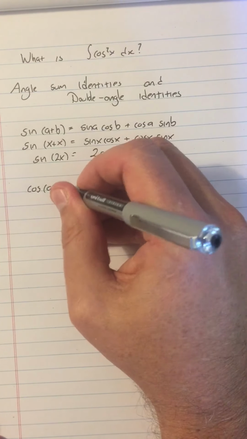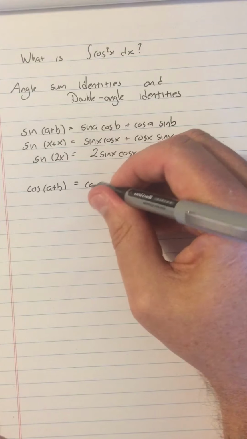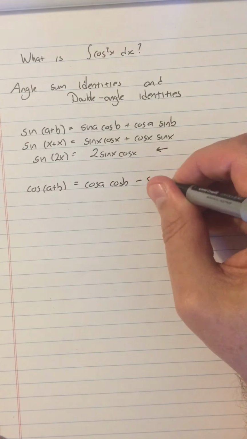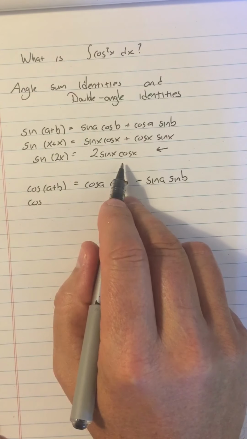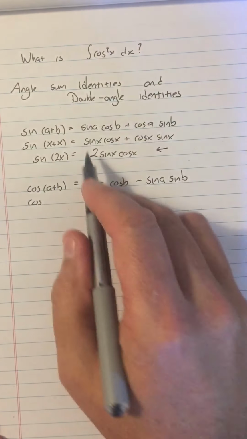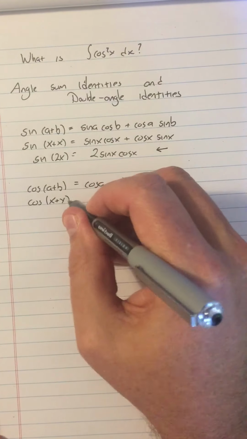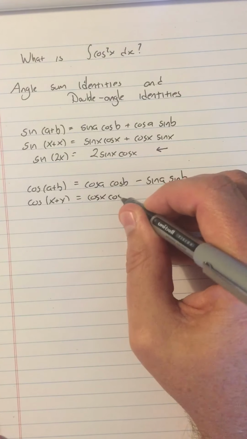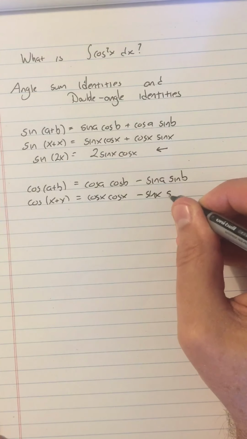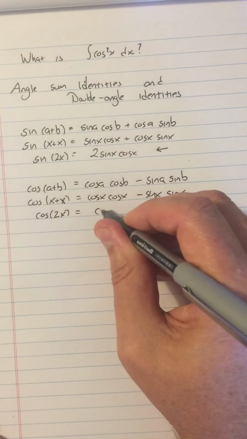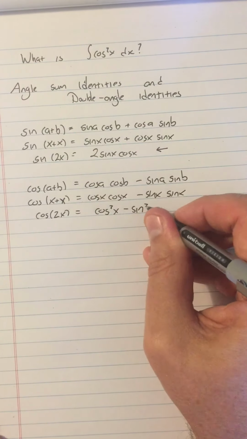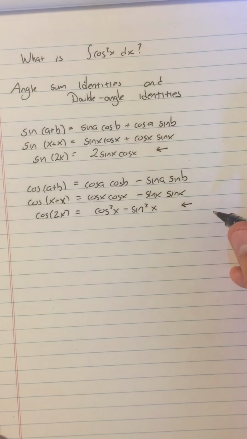For cosine, you have cosine of a plus b equals cosine a cosine b minus sine a sine b. Remember these? These are important things to remember. By the way, I would never memorize the double angle formula. I would remember this one and then derive the double angle formula from it, because it's an easy derivation. You can really quickly see that I get cosine of 2x equals cosine squared x minus sine squared x. Now, this is the identity that is going to allow us to solve this integral. And we'll see how in a bit.